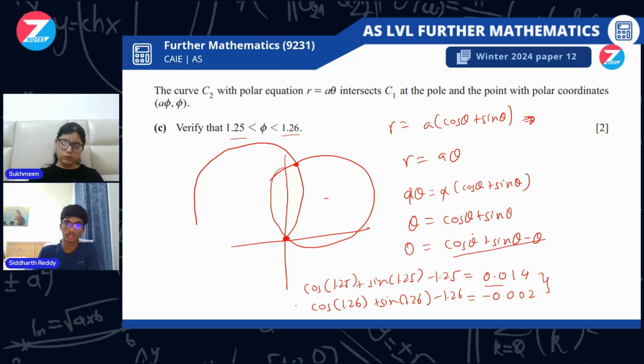You have to write down this working in the exam. You have to show that there is a visible sign change. Then only you get the mark.